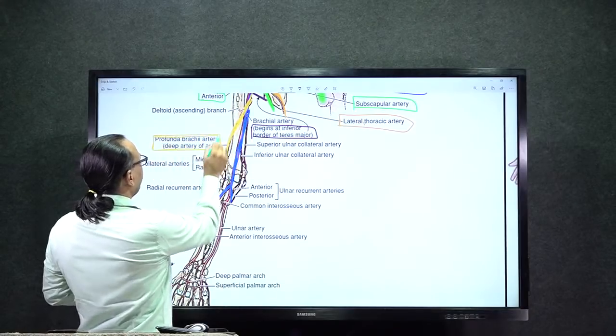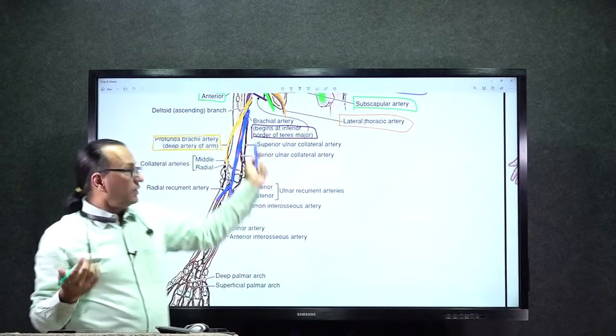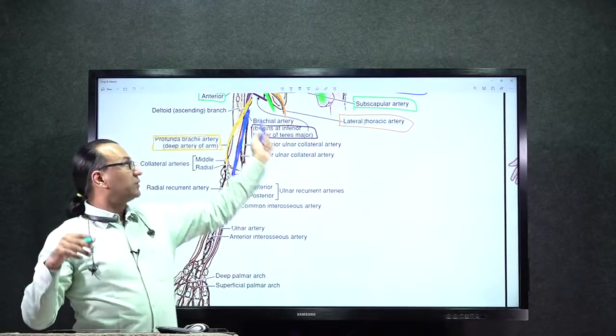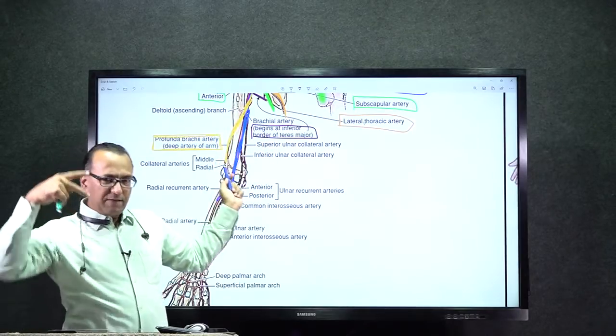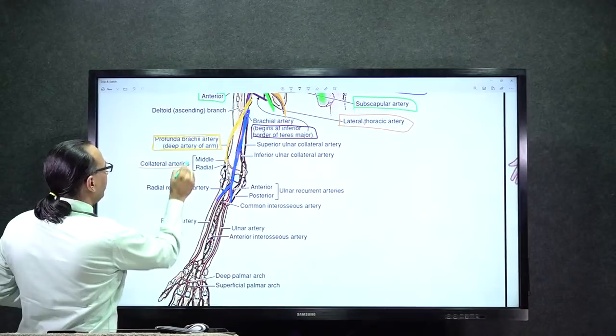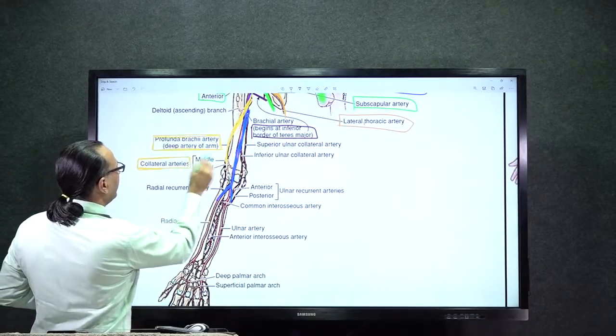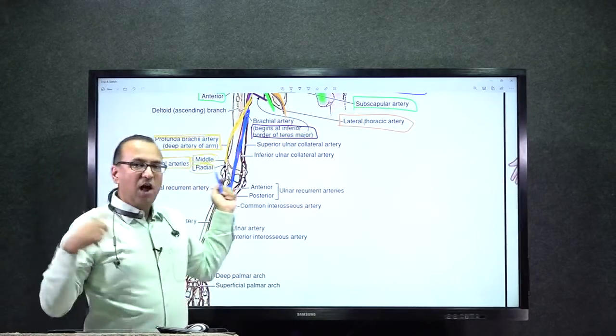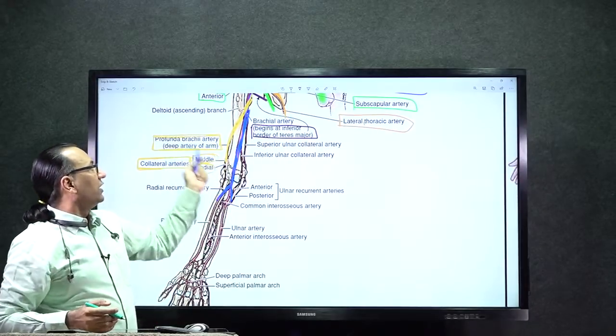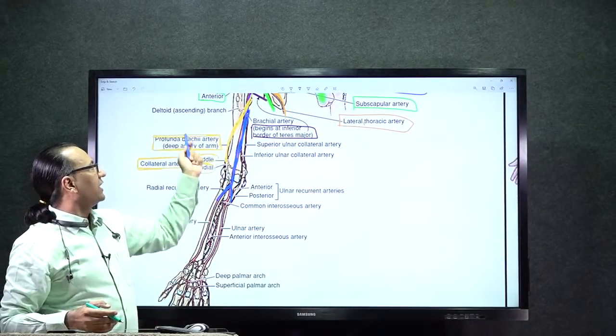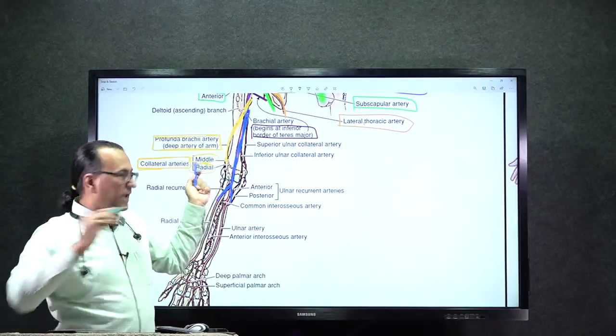And then it is going posterior to the humerus bone in the radial groove. It will be giving 2 collateral arteries, and the name can come as middle and radial collateral arteries. So the middle and radial collateral arteries are branches of profunda brachial artery.